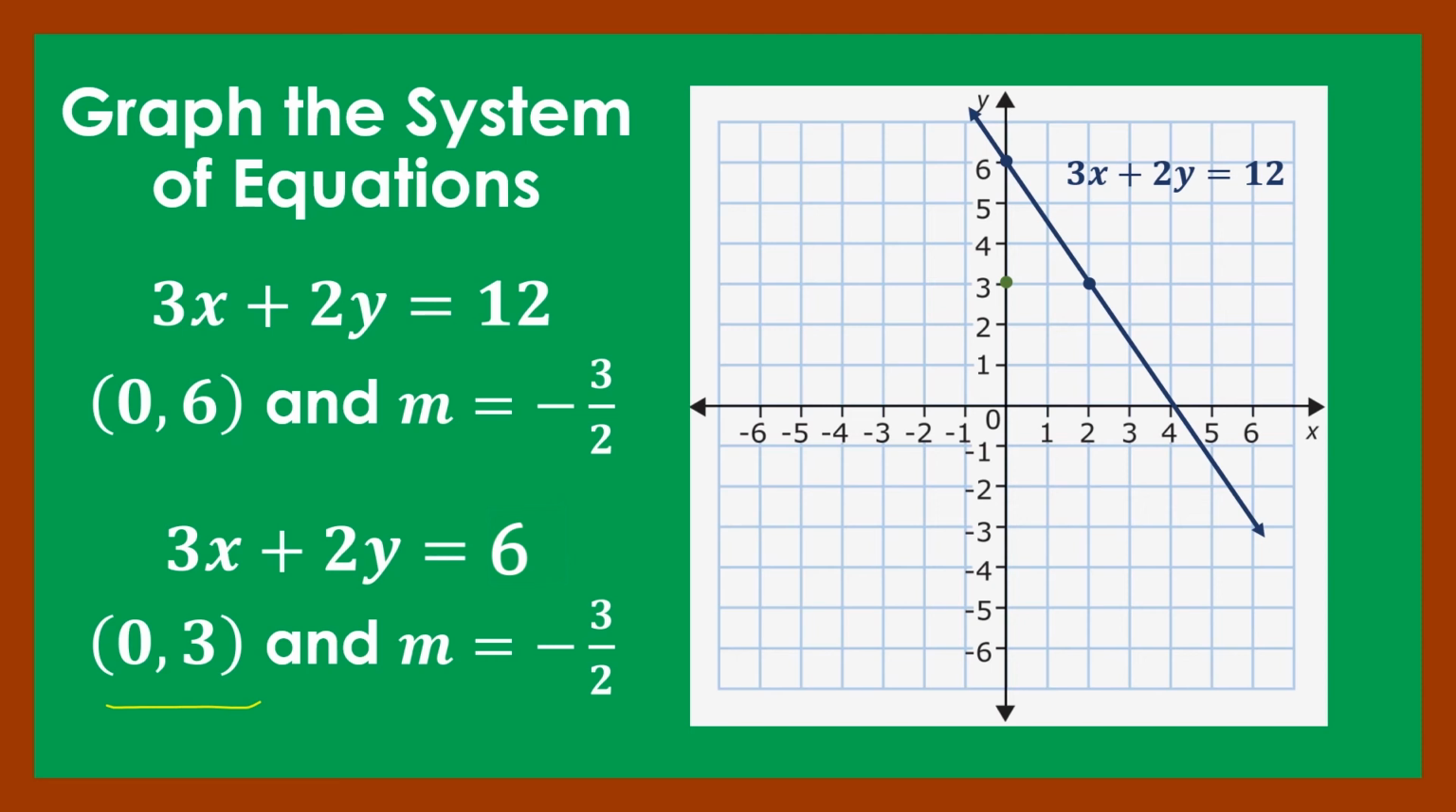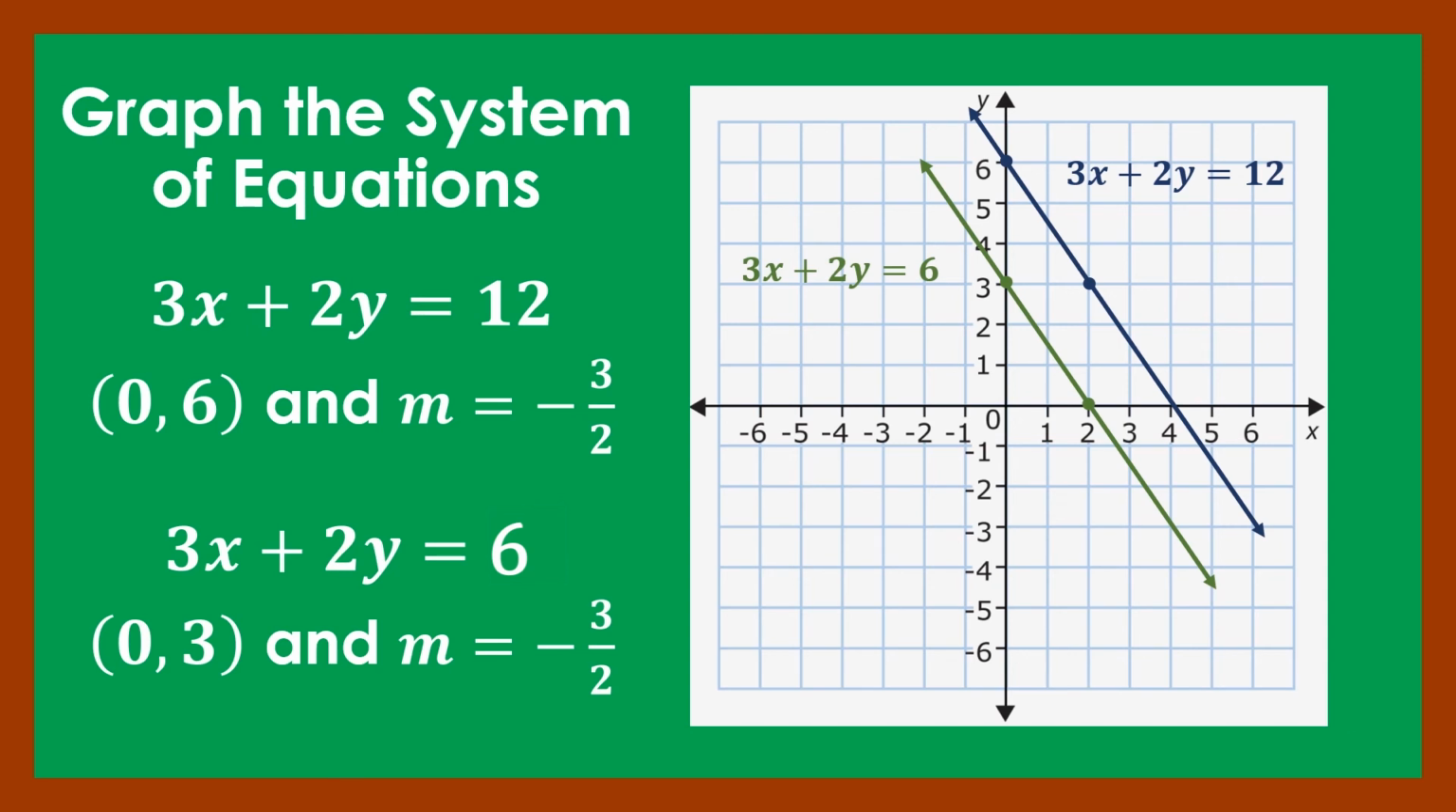So from 0, 3, bababa tayo ng 3 units. So we have 1, 2, 3. And we're going to run to the right 2 units. 1, 2. And this would be enough. 2 points na. So pwede na natin i-connect yung 2 points to form our second equation. So this would be 3x plus 2y is equal to 6.